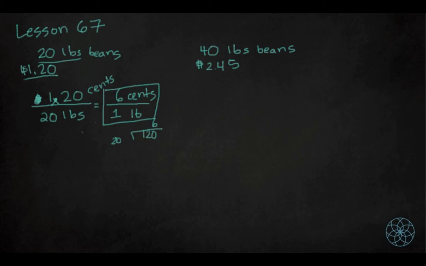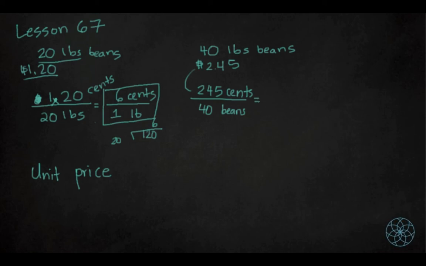So that is the unit price. Let me write that down. Unit price. So for 1 unit, for 1 pound of beans, you calculated the price. Each of those pounds would cost 6 cents. So let's do it again. Remember, when you're calculating the unit price, the money part always goes on top. And actually, let's just convert. It's just easier to work with whole numbers. So 245 cents for 40 pounds of beans.